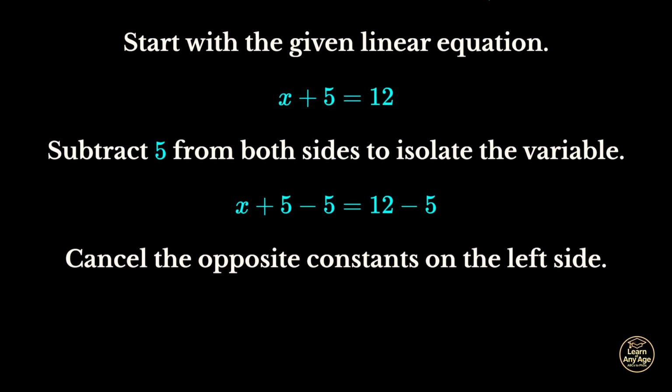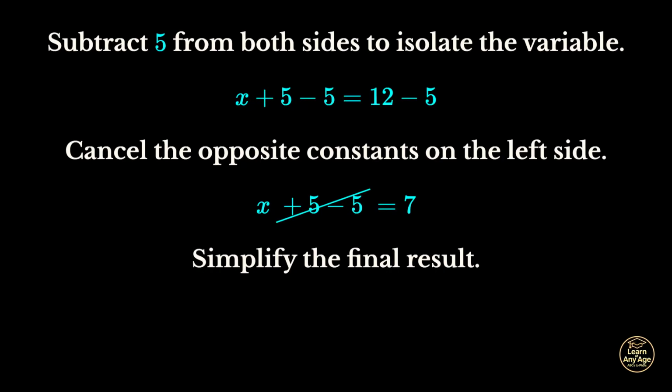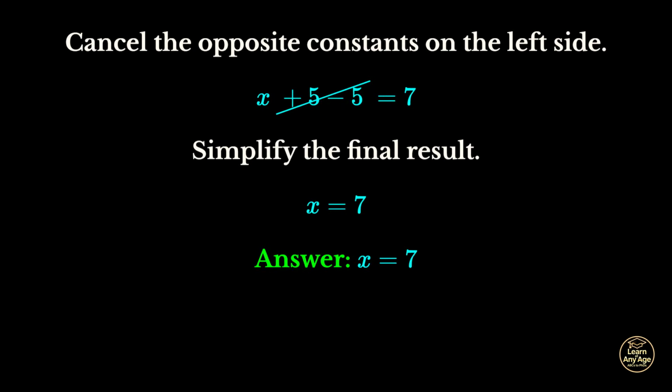Cancel the opposite constants on the left side. X plus 5 minus 5 cancelled out equals 7. Simplify the final result. X equals 7. Answer: x equals 7.